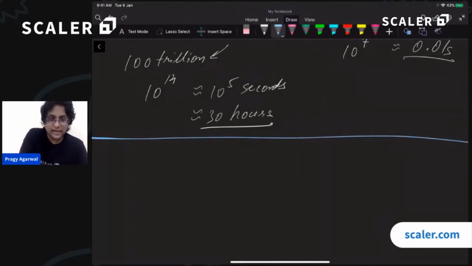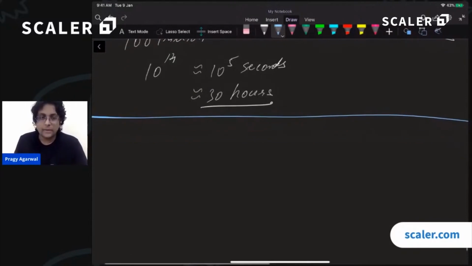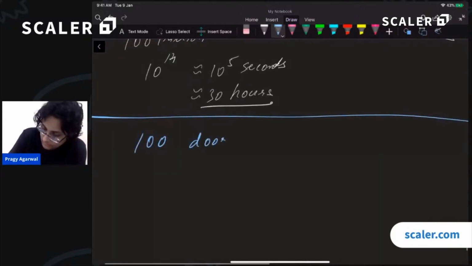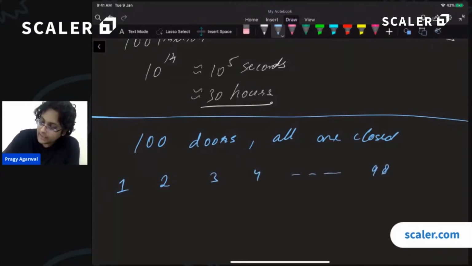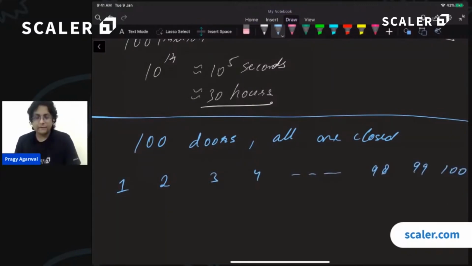So I hope this is clear to everyone. Now let us move on to a related question. Suppose that we have 100 doors, and all these doors are closed. So we have door number 1 over here, door 2, door 3, door 4, all the way till 98, 99, 100. Initially all of them are closed.